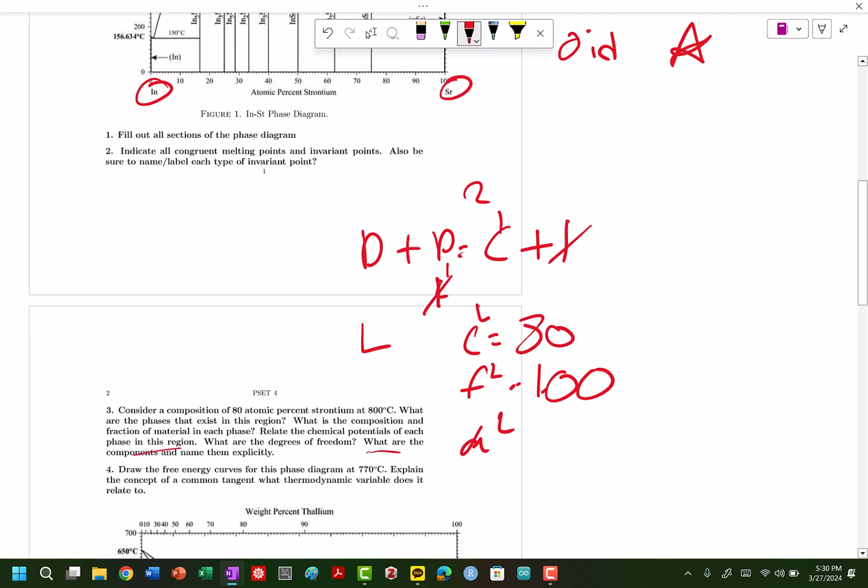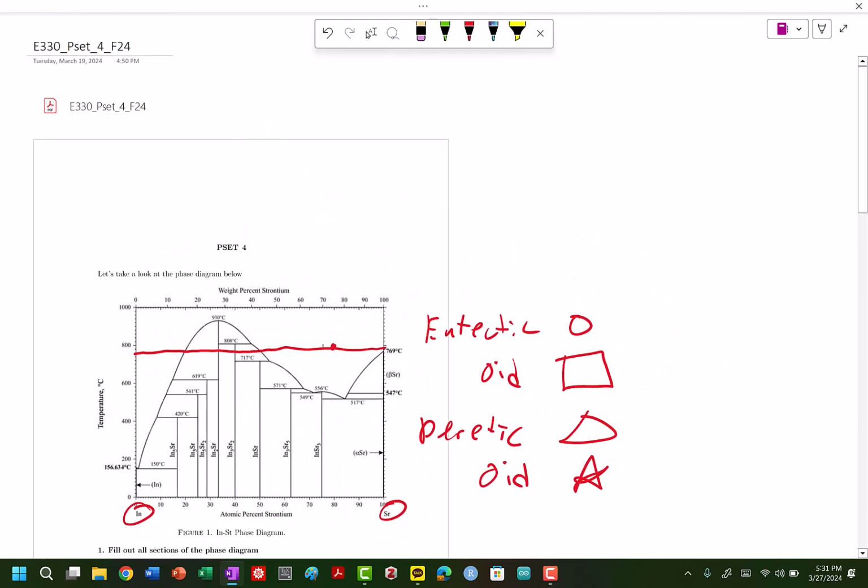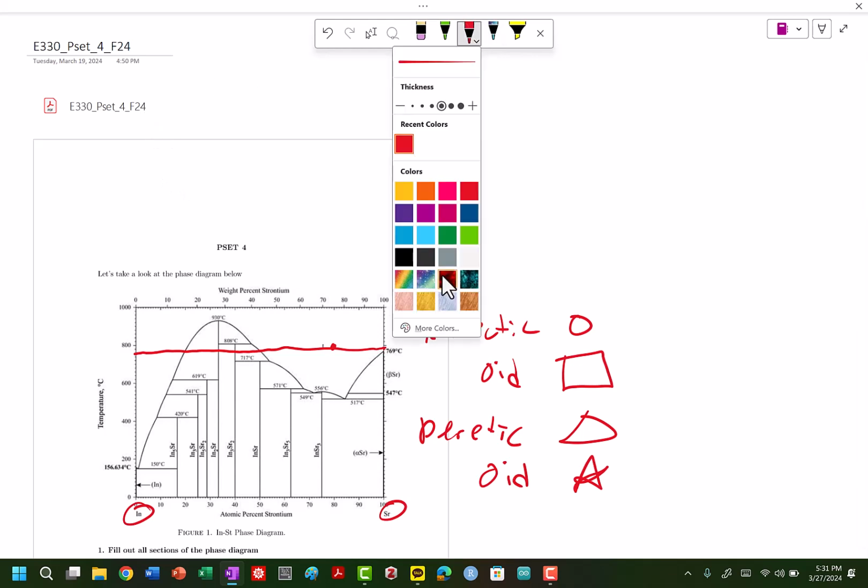And we already did this. What are the components? Name them explicitly. Draw free energy curves at 770 C. So 770 will be just above this one. So let's go ahead. Let's draw it like this. Oops. But you kind of get the picture. Let me undo that. So 770, let's just draw it like this. Excellent. So I'm going to erase this. So what do we have here? How can we draw the free energy curve? I'm going to change this color to black.